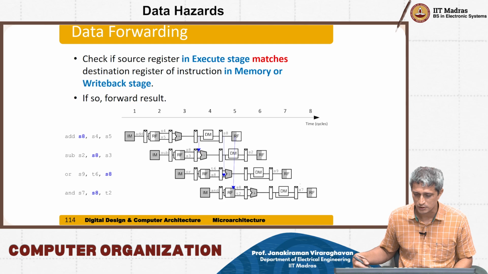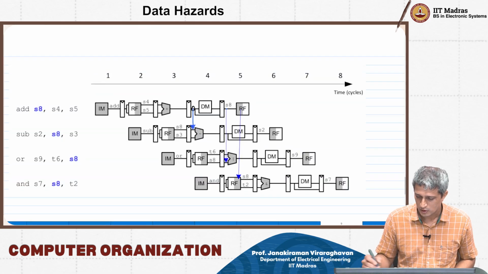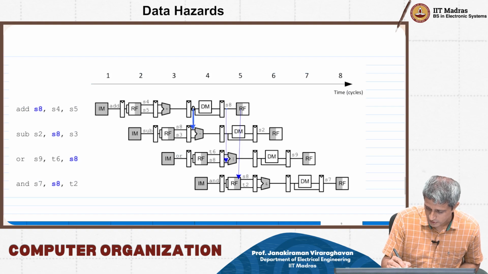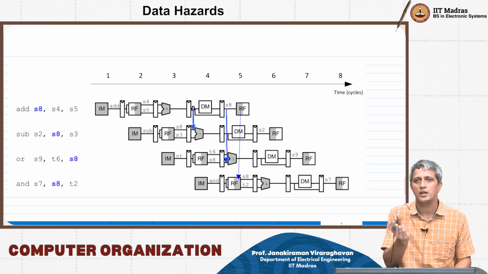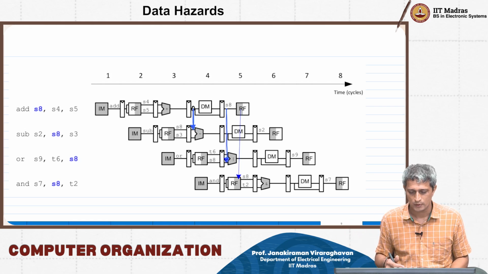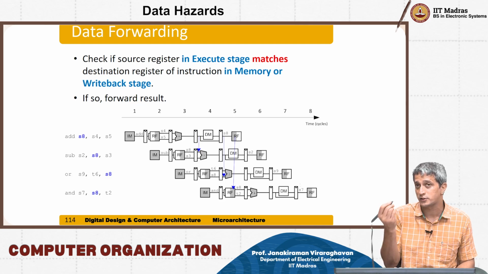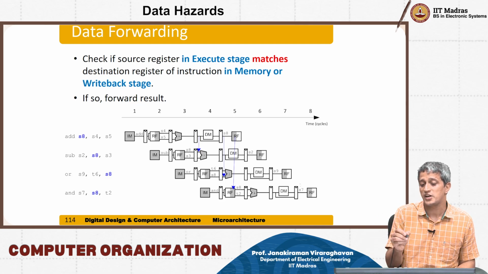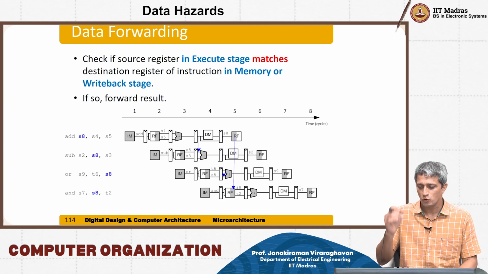If you look at this, we are talking about getting the data either from this point in the ALU or from this point in the ALU to the ALU, right? That means either after the execute ALU stage, that flip-flop, or after the data memory stage. And that's why what is being said here is: you check if the source register in the execute stage matches the destination register of the instruction in memory or write back stage. If so, you forward the result.